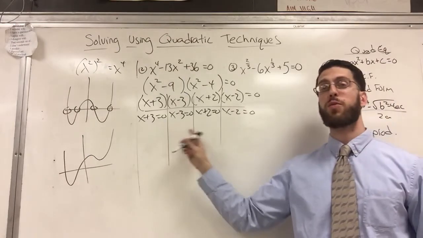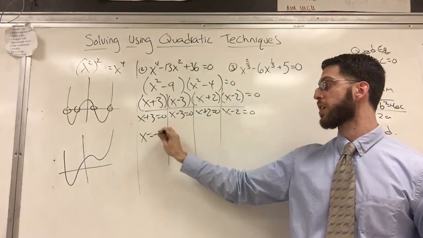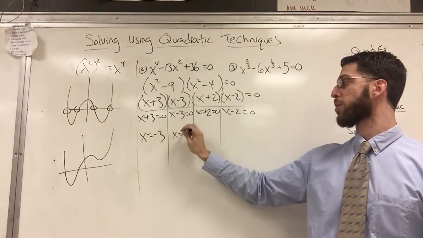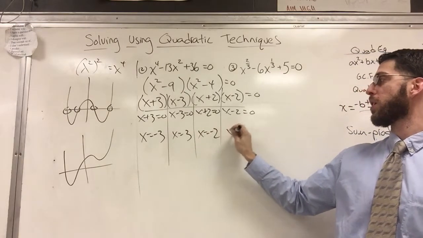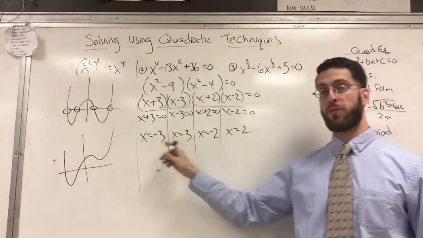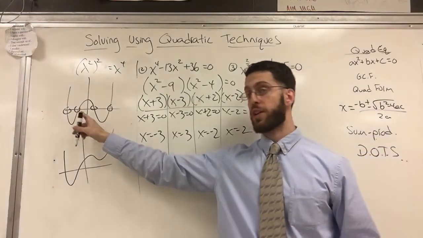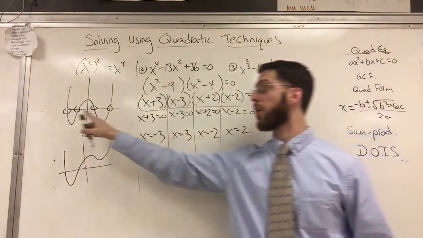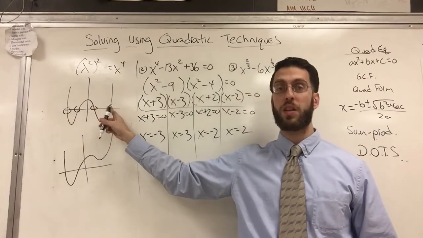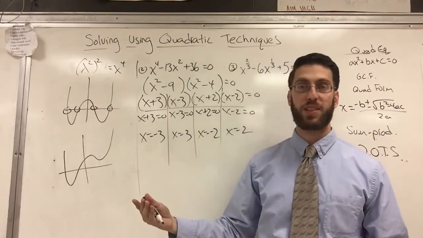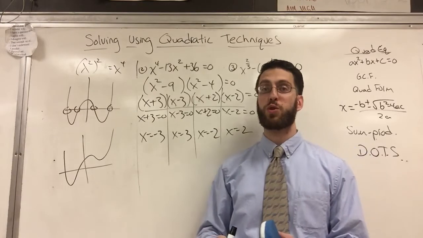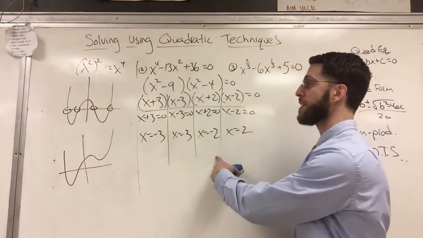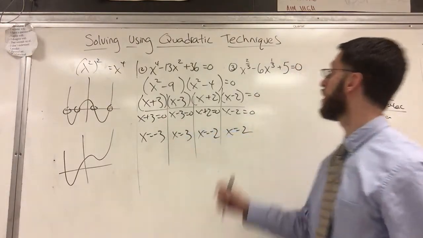So I'm going to solve all 4, and you should get x equals negative 3, or x equals 3, or x equals negative 2, or x equals 2. 4 solutions. So the graph actually would look like that, and these 4 values are these 4 zeros. Solutions, x-intercepts, roots, whatever word you want to use. All right? So that's how this matches the graph.